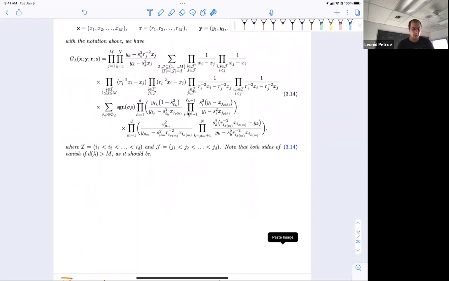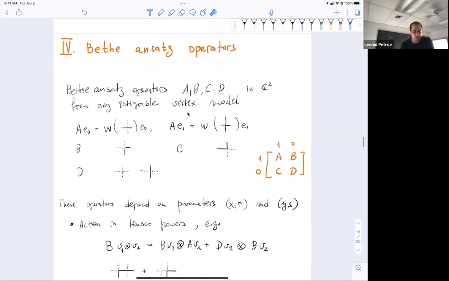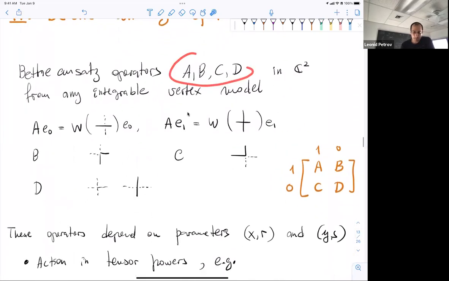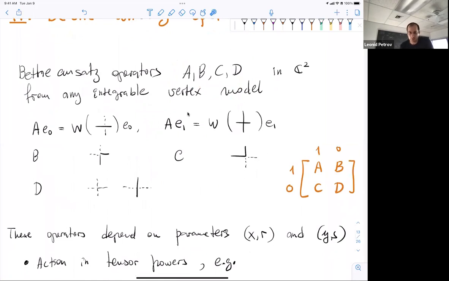So my next goal is to explain ingredients from the six-vertex model which are helpful for the symmetric function picture. These are the so-called algebraic Bethe ansatz operators A, B, C, and D. Because we're having an integrable lattice model, we have operators which know how to act in tensor products, so we have a coproduct structure from them. I'm going to define operators for a single vertex, operators in C2, 4 operators A, B, C, and D.